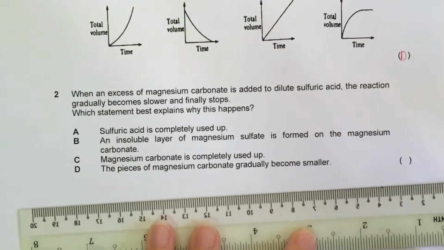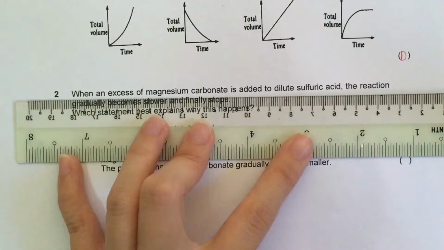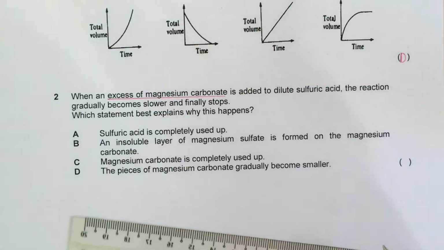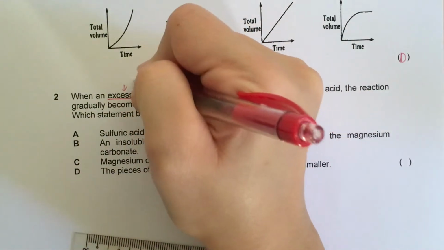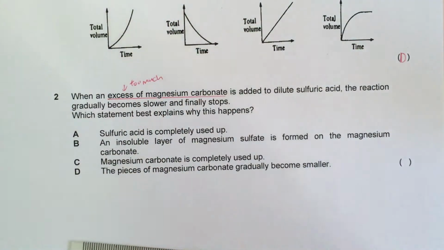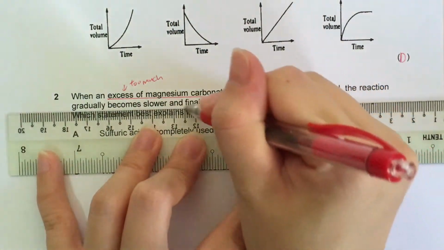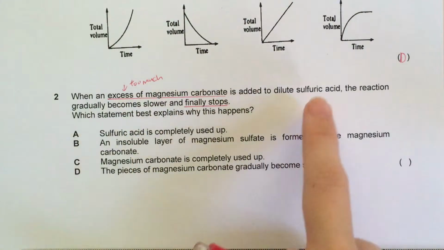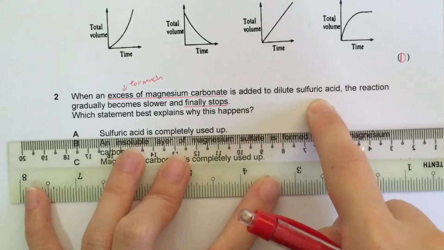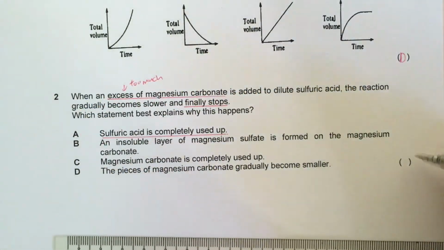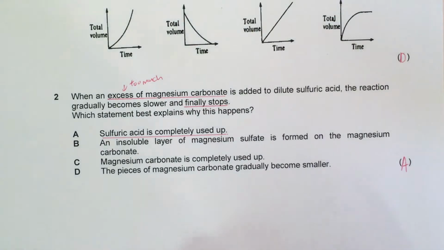Okay, question 2. It says here excess of magnesium carbonate. So when it says excess, it means too much. So there's a lot of magnesium carbonate. And then they talk about it finally stopping. So remember, every time a reaction stops, it's because the reactant that is not in excess is used up. So in this case, sulfuric acid is the one that is not in excess. So sulfuric acid is completely used up. So A.